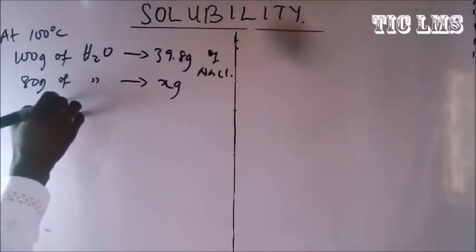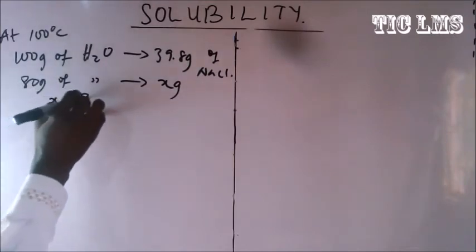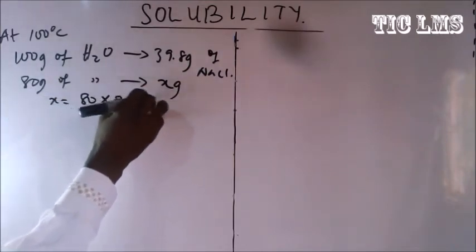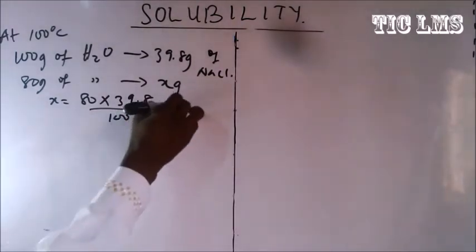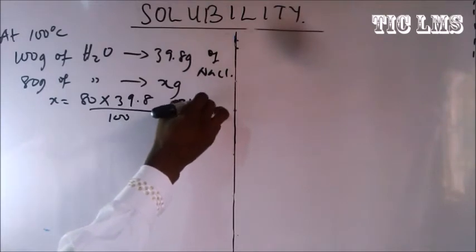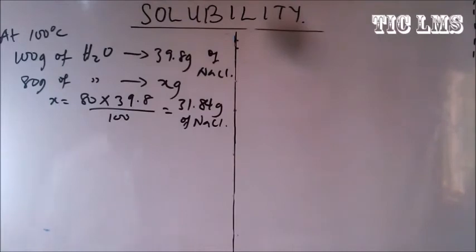So we have that x equal to, we cross multiply, as x multiplies 100. So we have 80 multiplied by 39.8 divided by 100 gram, and that will give 31.84 gram of sodium chloride. So that's the first part.